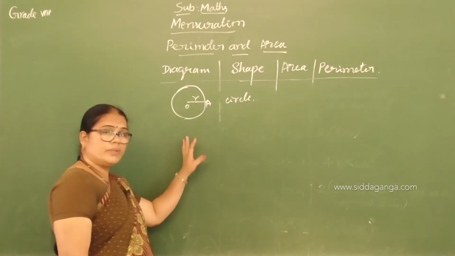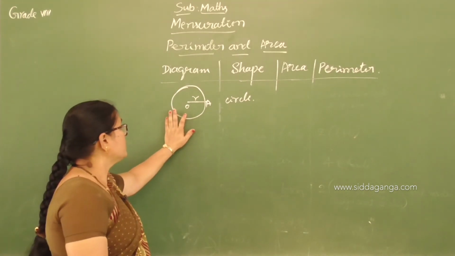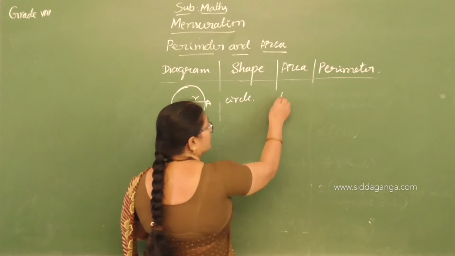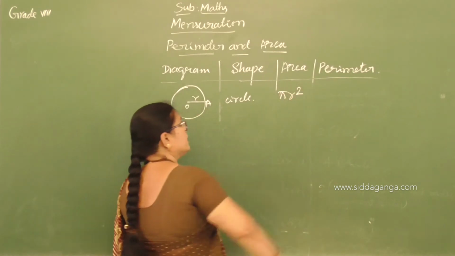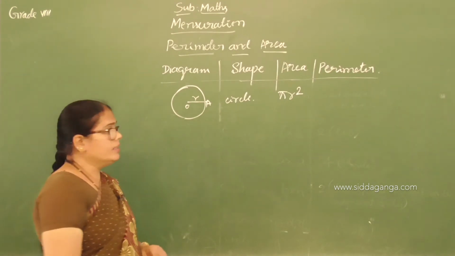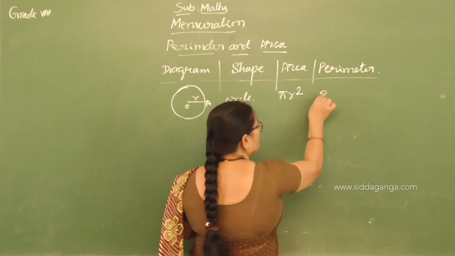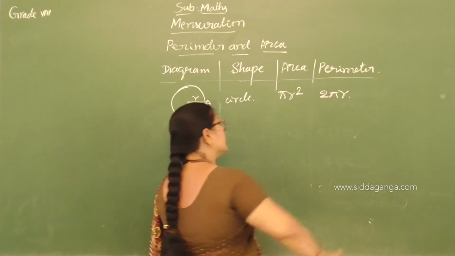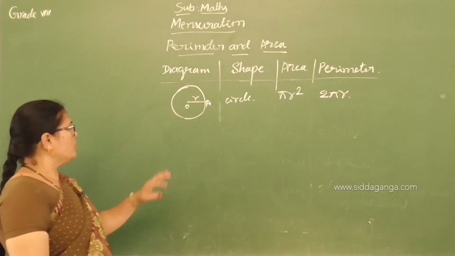What about the area of the circle? Area of the circle is equal to pi r square. What is the perimeter? Perimeter is nothing but the circumference of the circle. Circumference is equal to 2 pi r. Circumference of the circle is equal to 2 pi r.